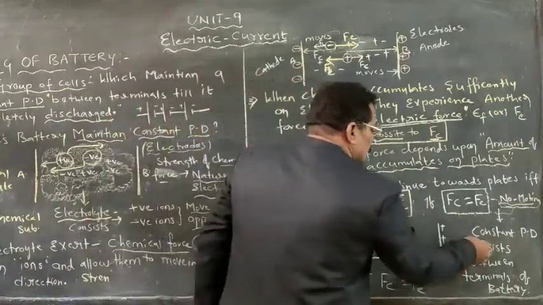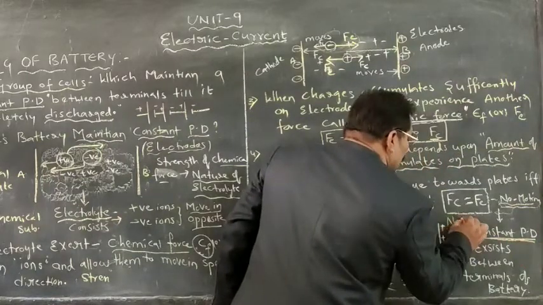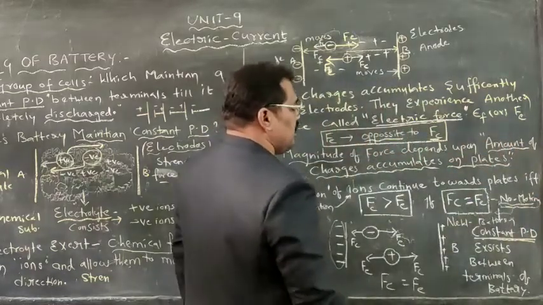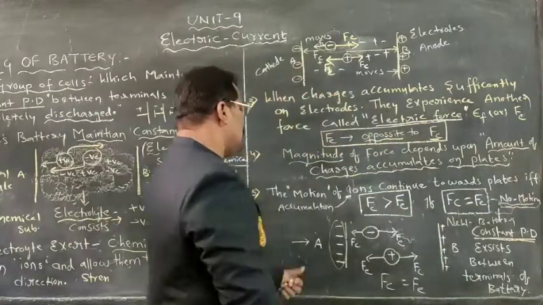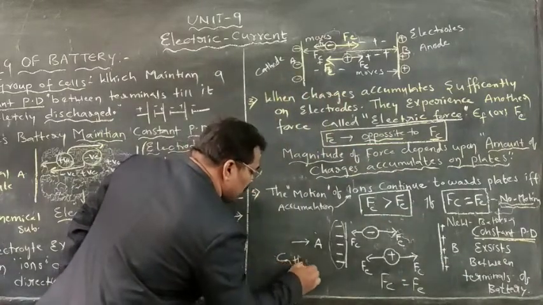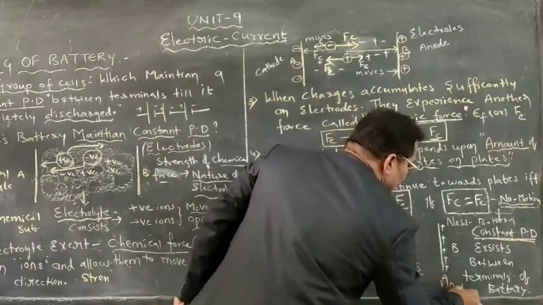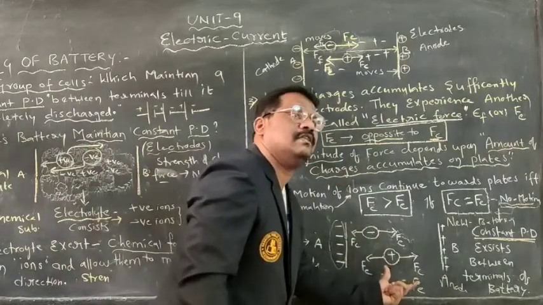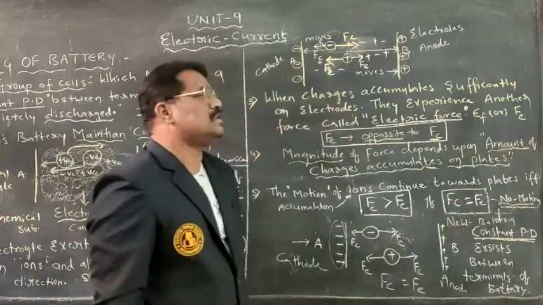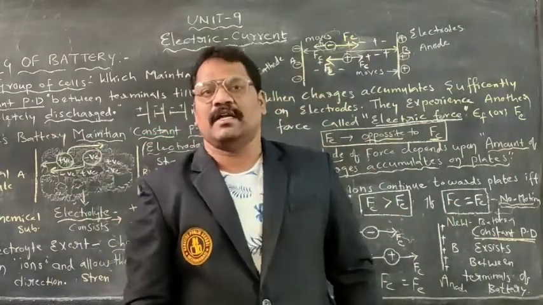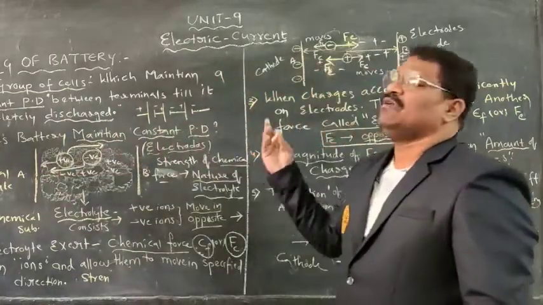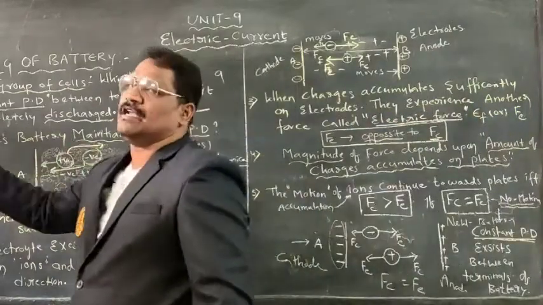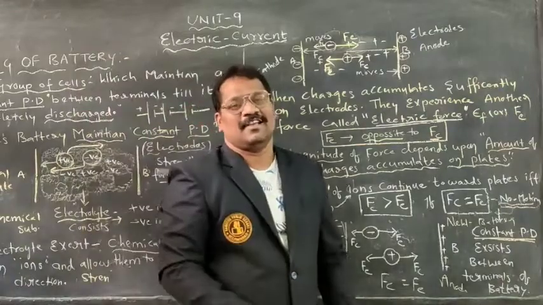It indicates nothing but a new battery condition, as a constant potential exists between the two terminals, terminal A and terminal B. Terminal A is called the cathode, and terminal B is called the anode. Between these two terminals there is a constant potential difference. That is the condition of a battery. This is the concept of how a battery maintains constant potential difference. If this battery is connected to a circuit, what happens? In the next class, we can see it.